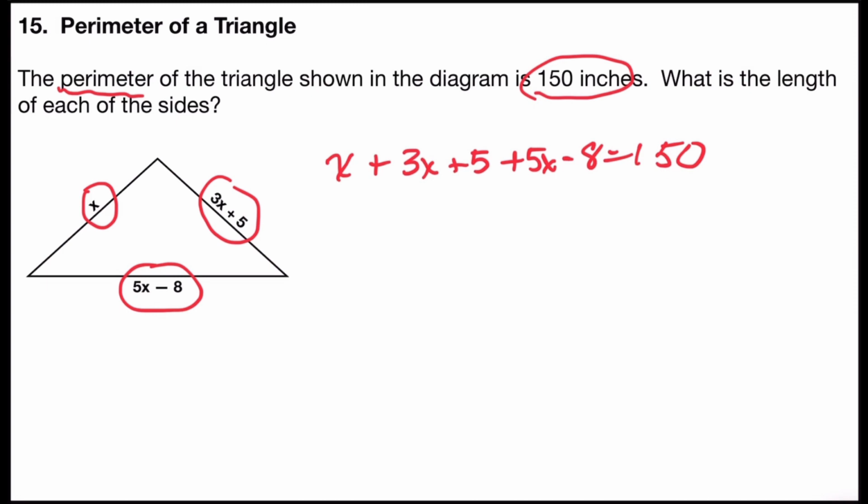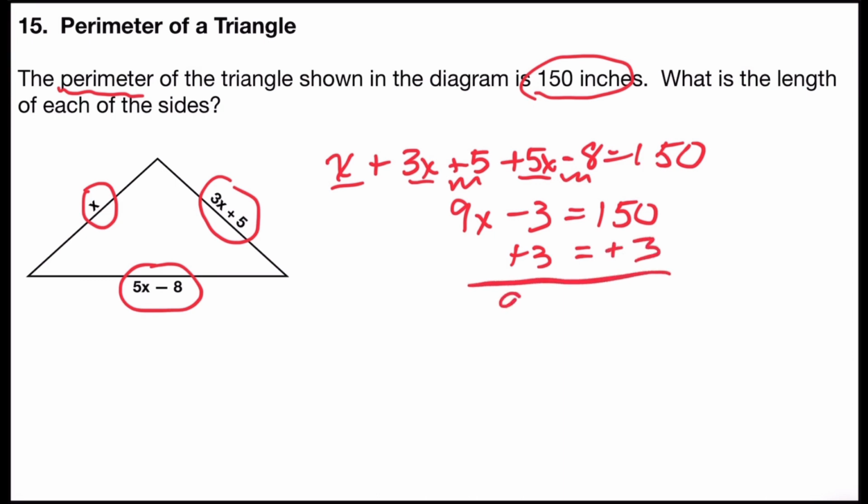Now I'm going to combine like terms. x plus 3x plus 5x will be 9x, and 5 minus 8 is negative 3. That's equal to 150. And now I just have a two-step equation. I'm going to add 3 to both sides. I would get 9x equals 153, and I'll divide both sides by 9 and find out that x equals 17.